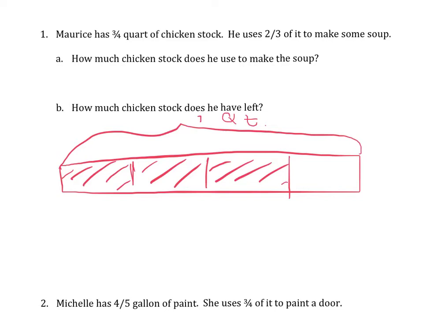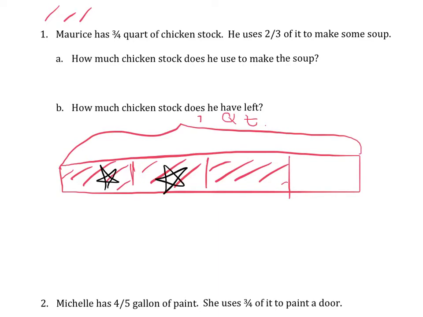And then if I look at the next part, I'm going to put these little stripes to know that that represents what Maurice has to begin with. He then uses 2/3 of it to make some soup. So 2/3 of what he has. Well, I see that there are 3 regions with stripes. So 2 of the 3 need stars, so I don't need to split it again. So I'm going to put a star in there.